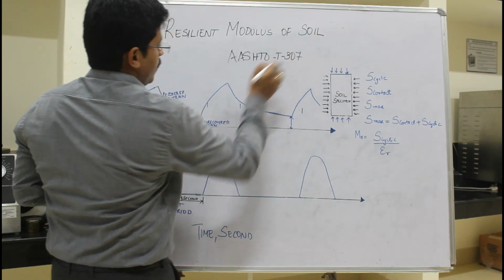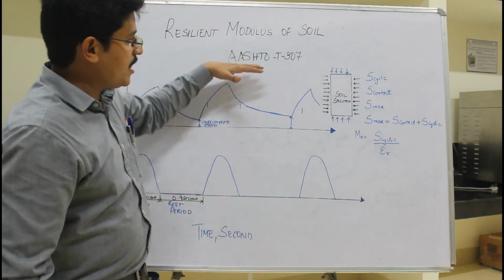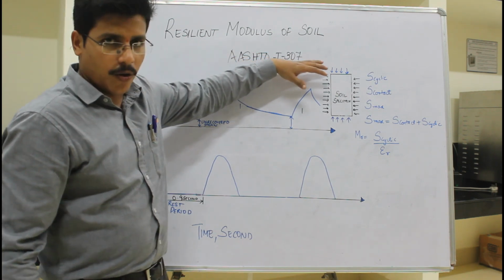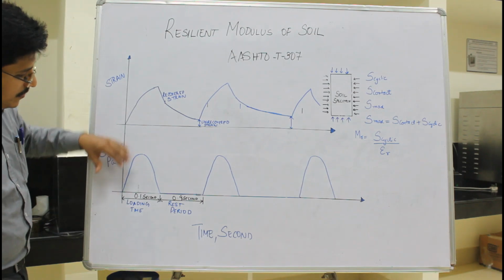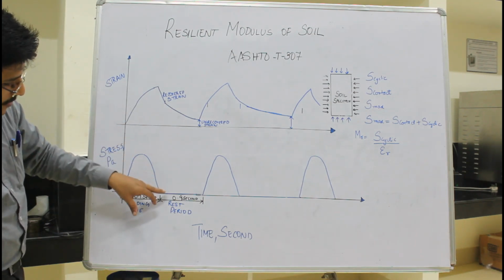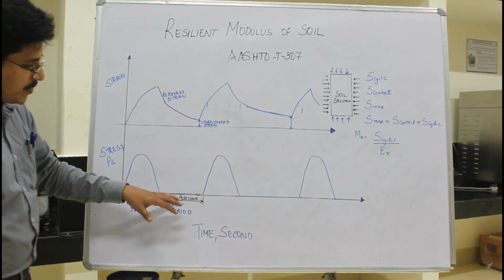T307 guideline. There they have given a few particular stress sequences on which we will apply load. The loading will be in the form of a Haversine loading. If you see here, this is the stress pulse. After each stress pulse we have a rest period of 0.9 seconds. So why a rest period?